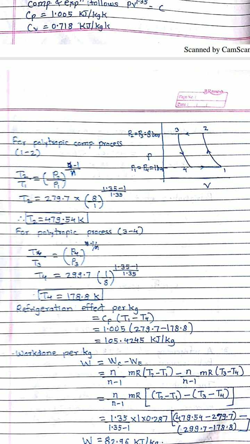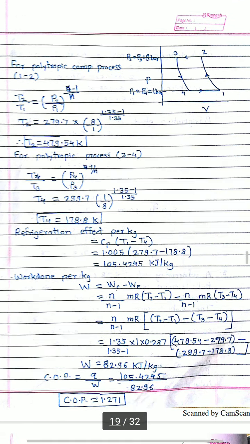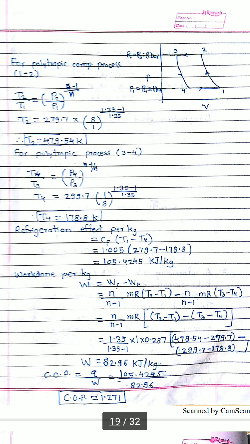So after calculation, the value of refrigeration effect is equal to 105.42 kilojoule per kg. Please remember here Cp we have taken in terms of kilojoule. So the unit of refrigeration effect is kilojoule per kg. Now work done per kg, here we have to calculate the net work done. Here the compressor and turbine are there. So W compressor minus work done by the expander.